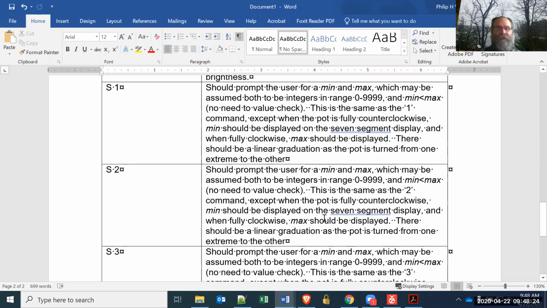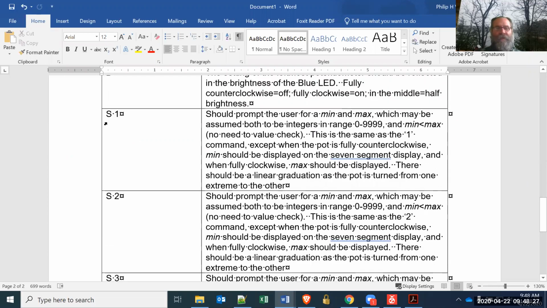Now, to make life really interesting, there are also some multi-character commands. An S, a space, and a 1. Each of the S commands will be exactly 3 characters. That is a scale. So after the user types S space 1 and presses enter, you're going to need to prompt the user for a min, and you're going to need to prompt the user for a max. You can assume that the user will enter something between 0 and 9999. You can assume the min will be less than the max. You don't have to value check it.